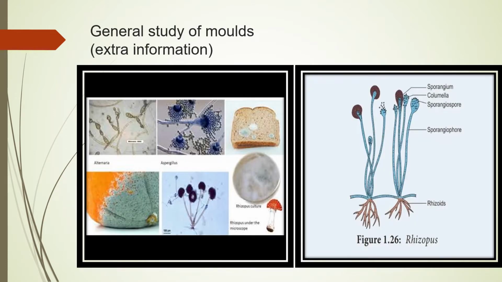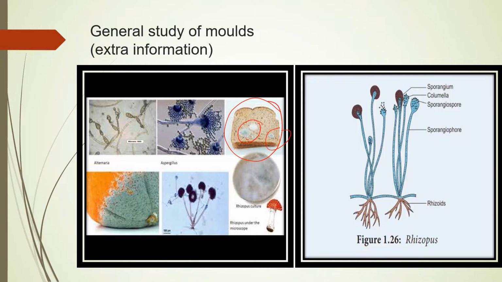Now here we will study general information about molds. What we are observing here is that if bread is kept for a long duration of time, or rather a few days after the expiry date is over, we will see a whitish thing appear on the bread. This is called bread mold.